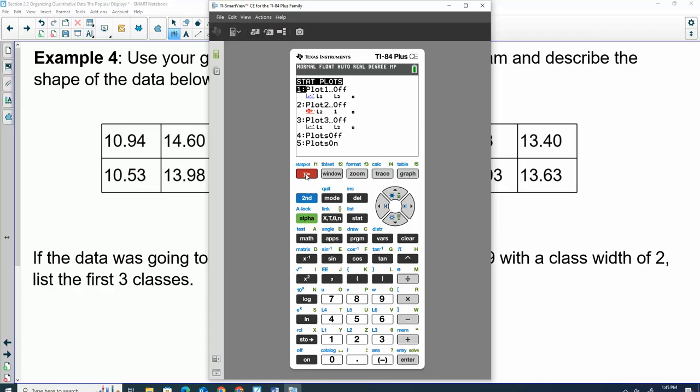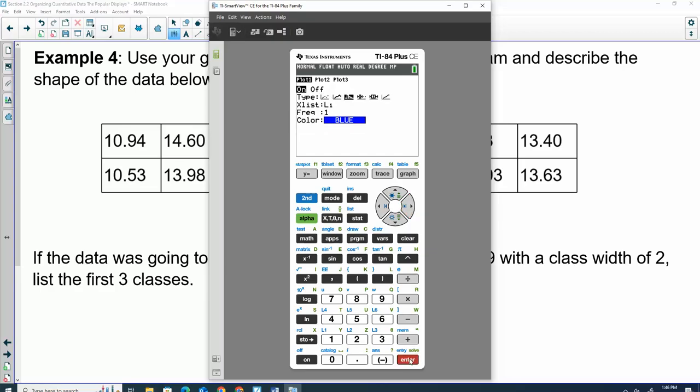This takes us into our stat plots. These are some different graphing things that you probably have not used before, except for making scatter plots back in algebra. So I'm just going to go into the first one. I'm going to hit enter, it'll take me in. I need to turn it on. And then these are all the types. The third one over is the histogram. It's the last one in the first row. So hit enter there.